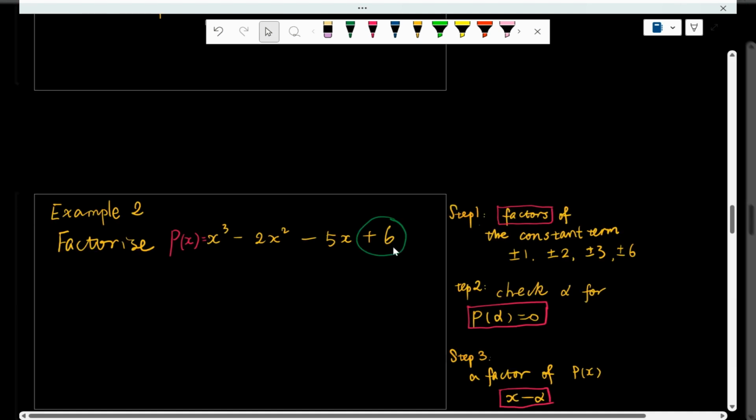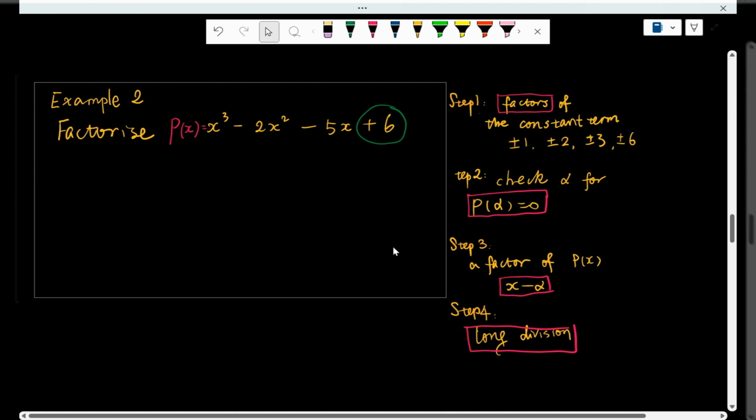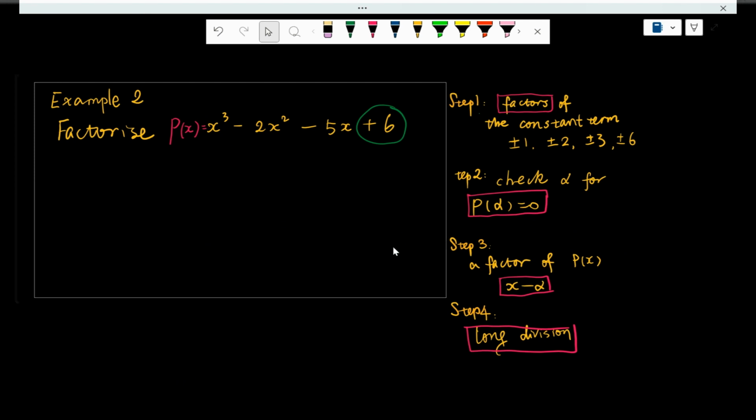Then let's move on to example 2. This one we have to factorize a cubic polynomial. And then normally we follow these steps to factorize it. So first one, we focus on the constant term of the polynomial p of x. And here we have 6.